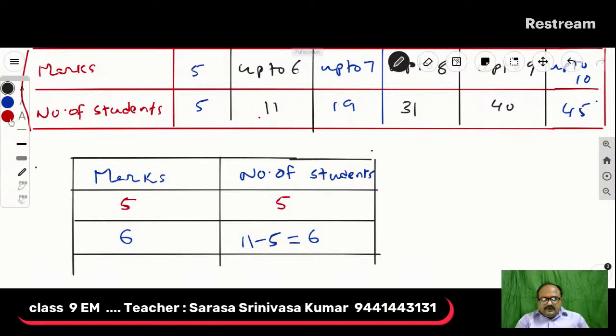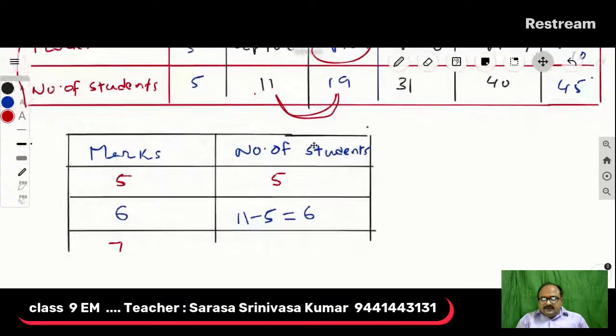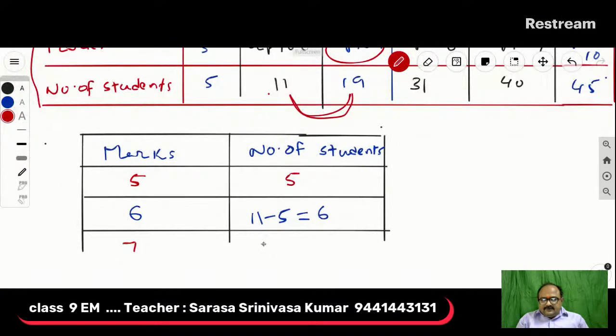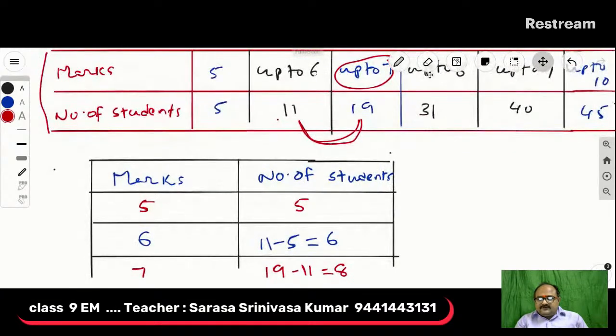Next, to calculate 7 marks, we want to calculate the number of students who got 7 marks. So the difference of these two, 19 minus 11, is 8. So 8 students got 7 marks.